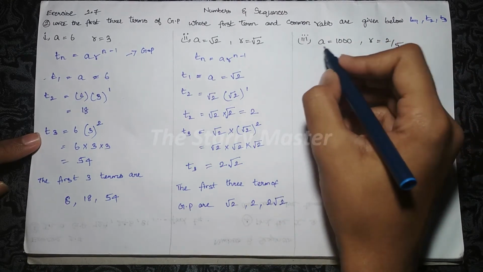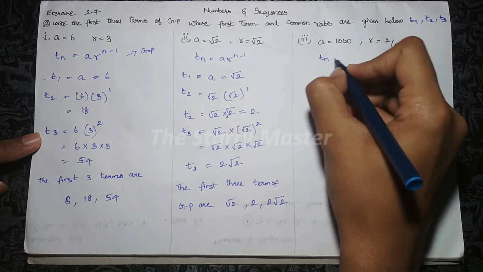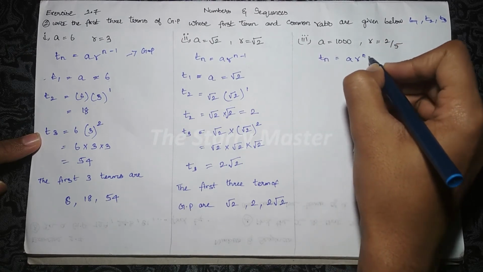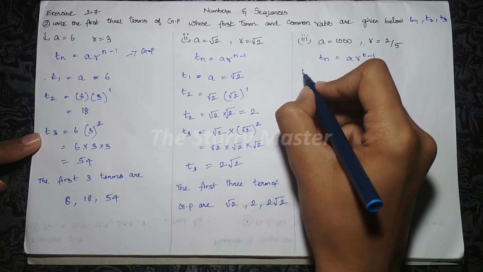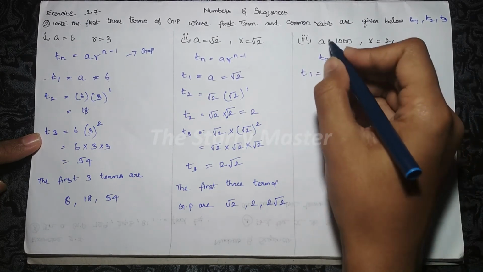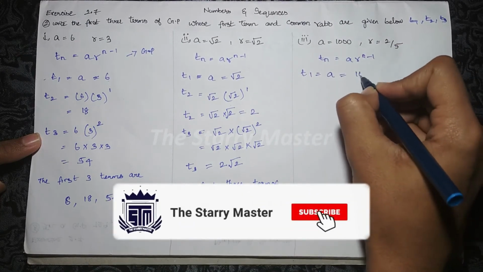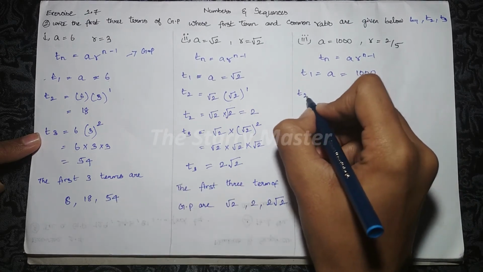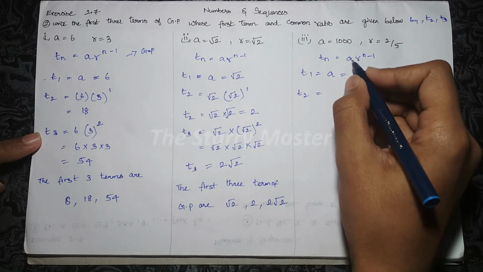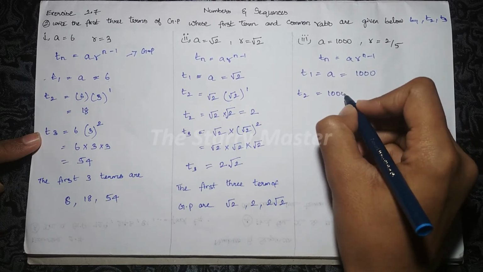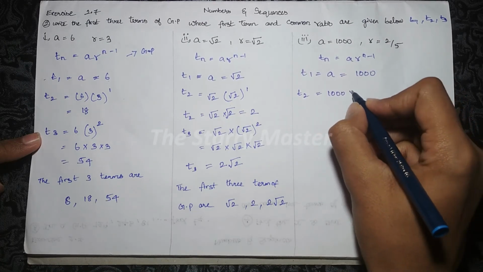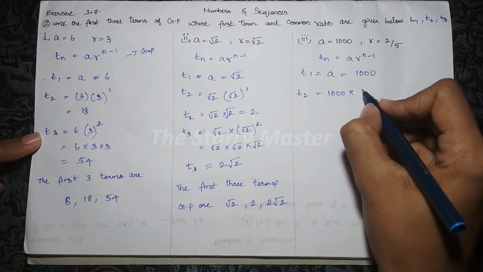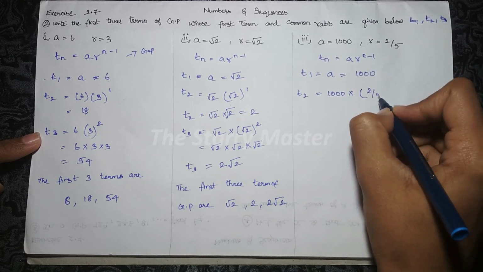Then we have this question. We use the same formula for this also, a r to the power n minus 1. So we need to find T1 first. T1 is already given here as a, so it is 1000. Then we have to find T2. For T2, in place of a we write 1000, into the r value, which is 2 by 5.